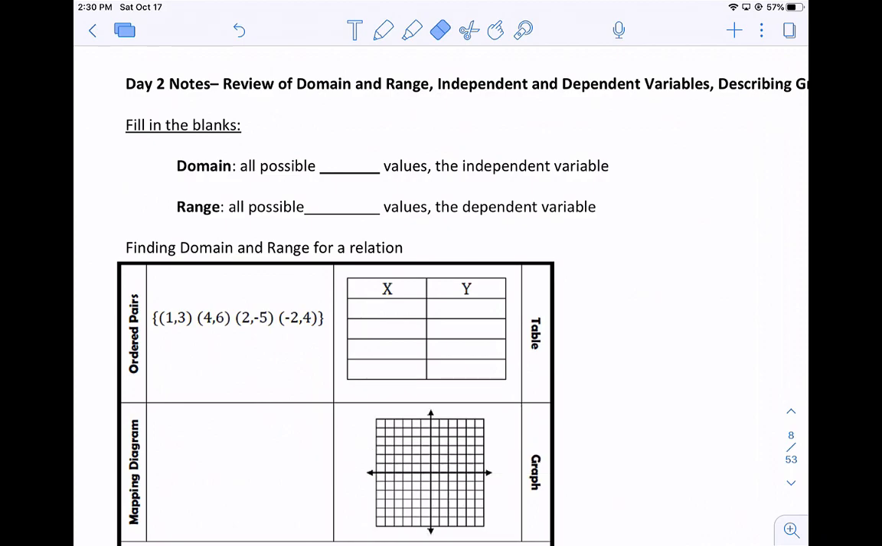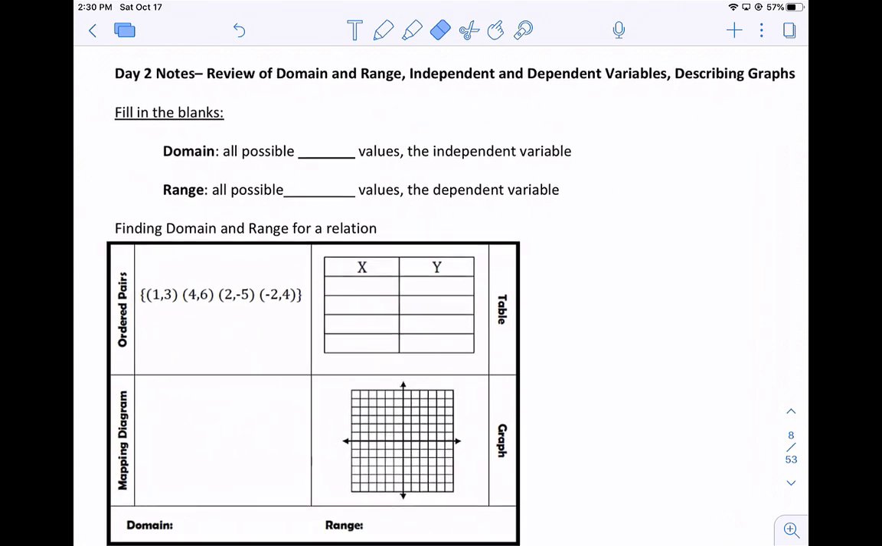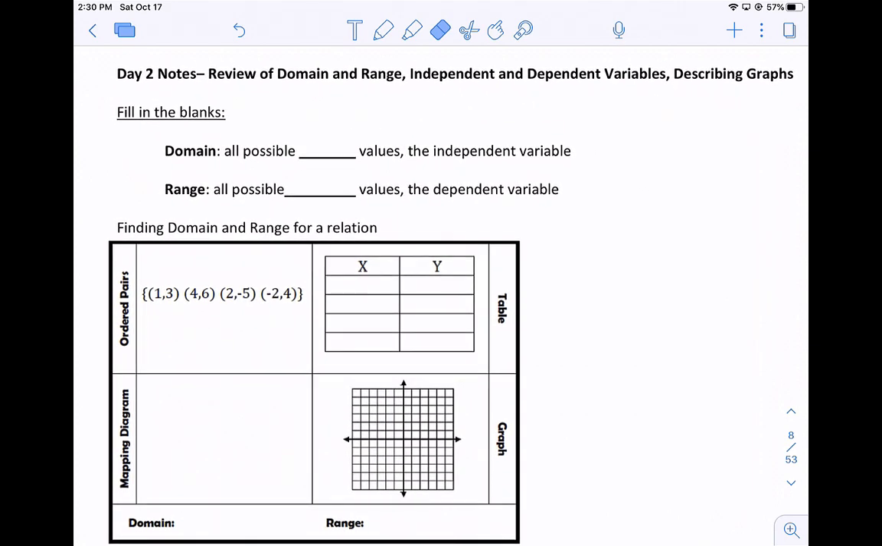Day 2, we are going to review the idea of domain and range. We'll take a look at independent and dependent variables, and we're going to skip the describing graphs and also the assignment for this lesson in your packet. Instead, we'll be doing a Desmos activity. So fill in the blanks below.